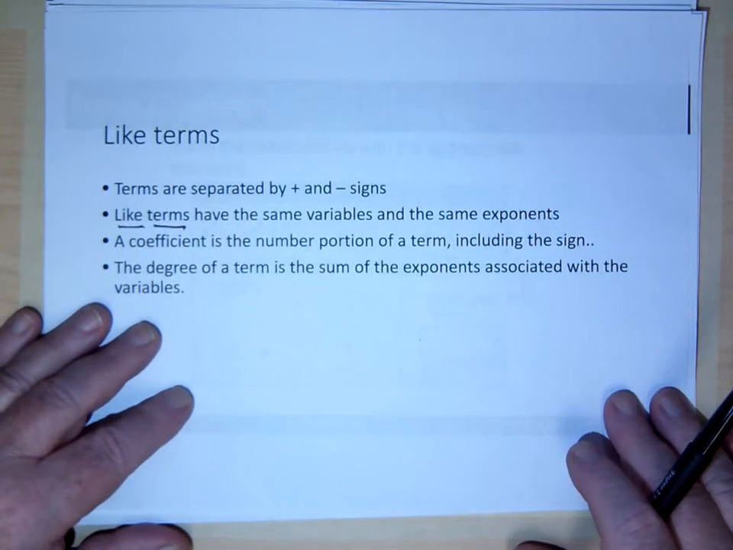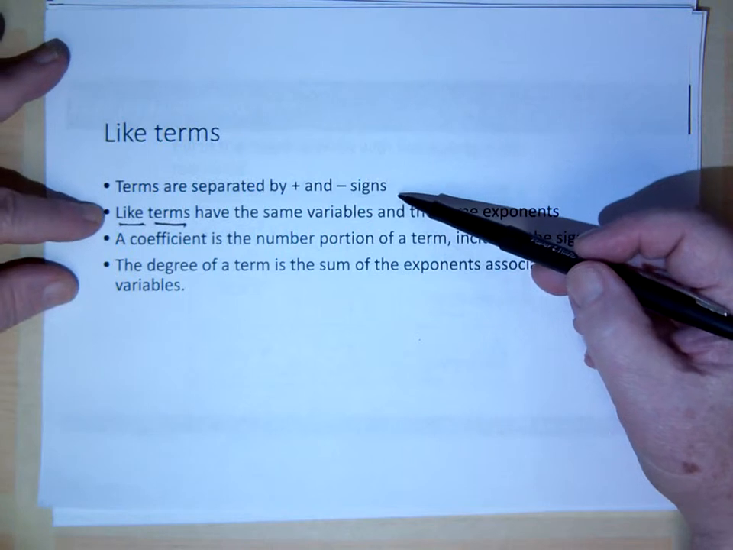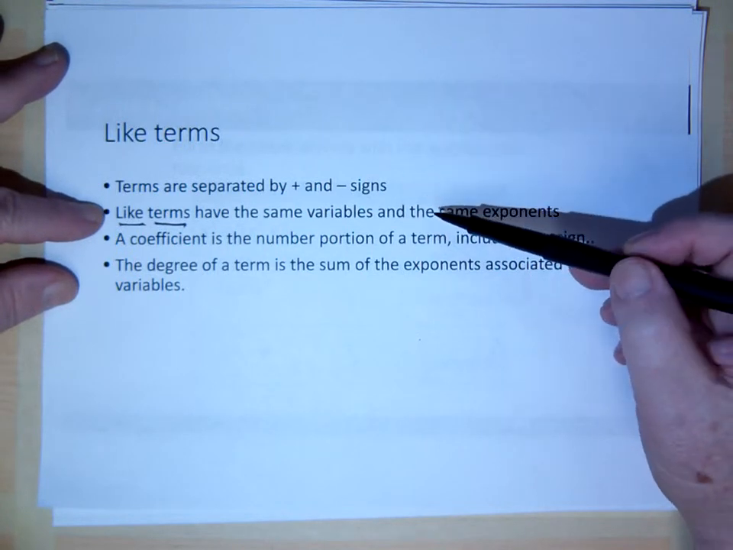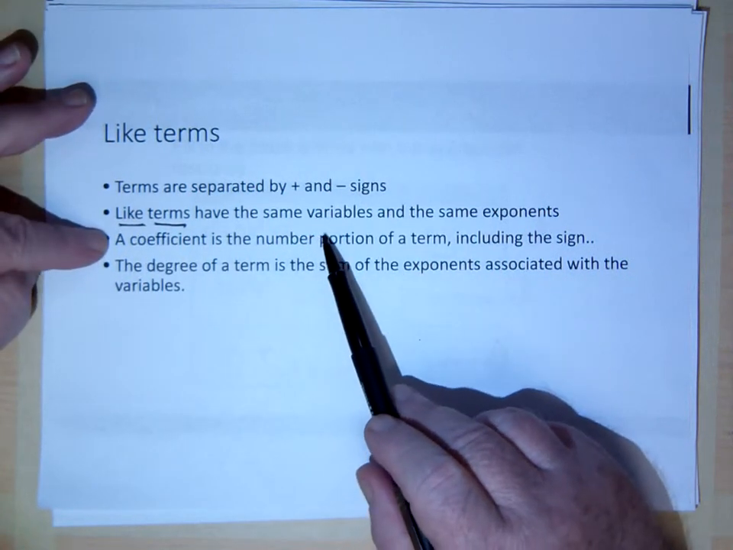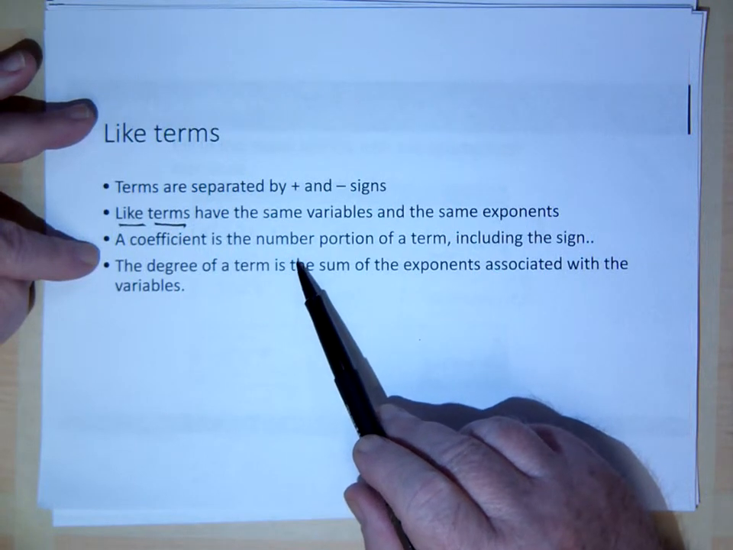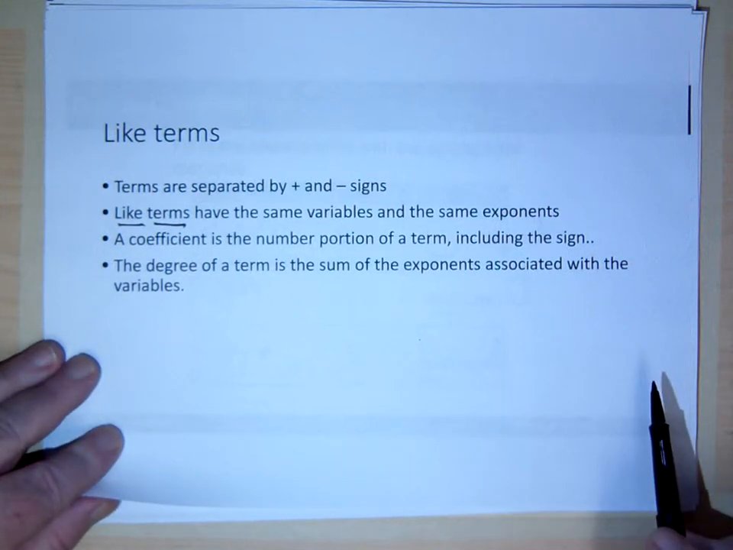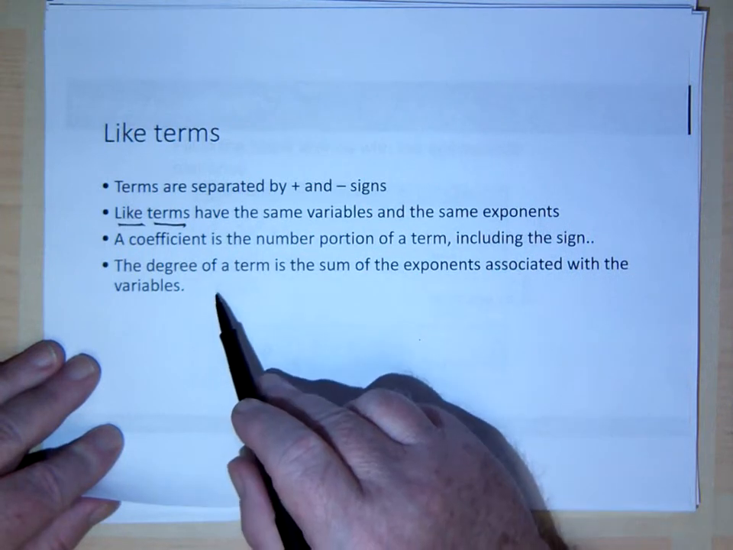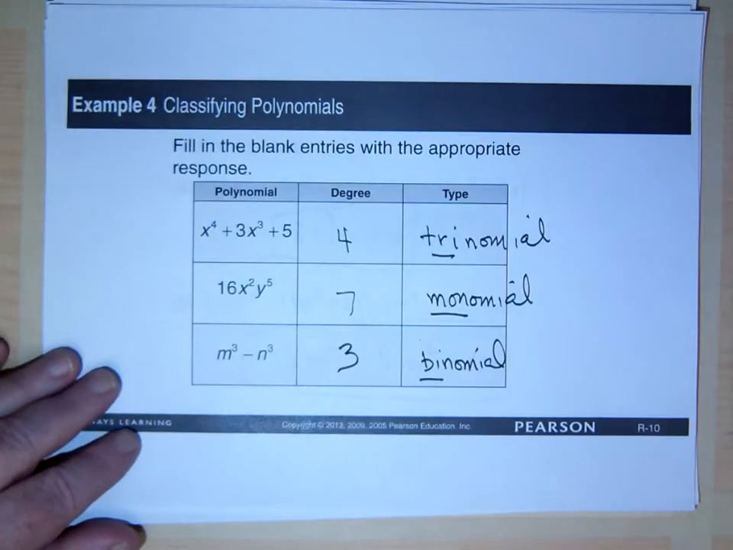We are going to talk about simplifying polynomials, and that's going to involve the concept of like terms. Terms are separated by plus and minus signs. Like terms have the same variables and the same exponent. A coefficient is the number portion of a term, including the sign, and the degree of a term is the sum of the exponents associated with the variables. The degree of a polynomial is going to be the highest degree found in the polynomial.